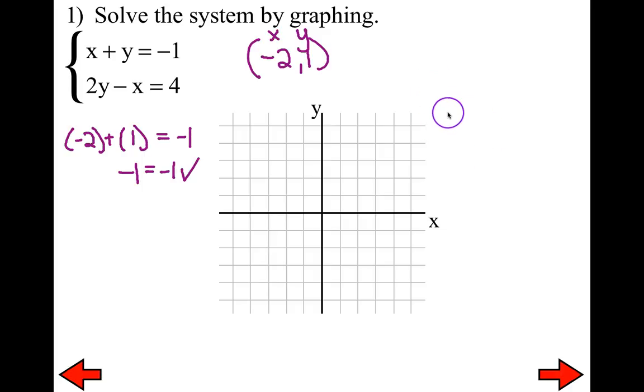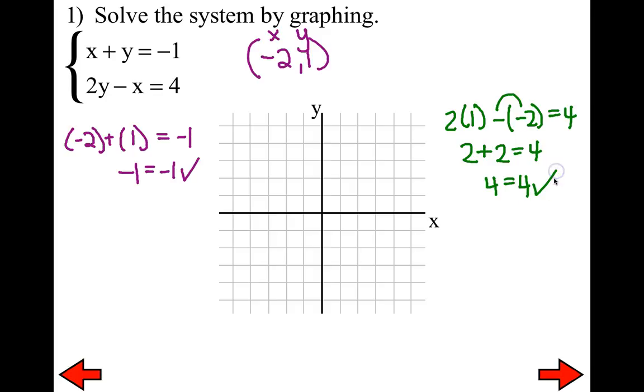So here we have 2 times y, which is 1, minus x, which is negative 2, is supposed to equal 4. So here we have 2. A negative times a negative is a positive, so 2 plus 2 equals 4. Is this true? Yes. So I can confidently say that the solution to this system is indeed negative 2 comma 1.